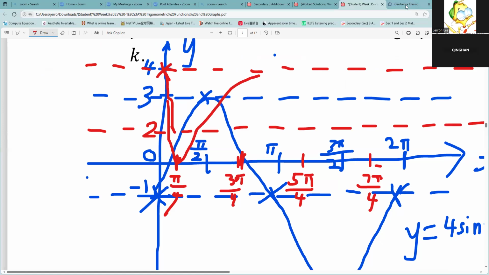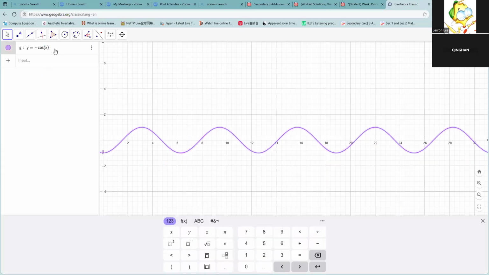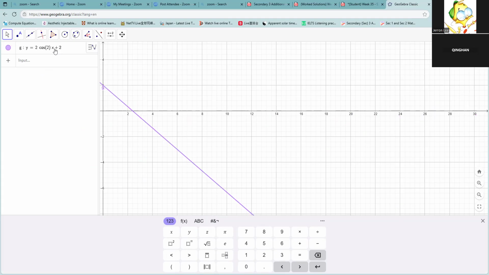Let me put the GeoGebra for you to see. It's very hard to draw on the computer. So basically what you're going to draw is like this: 2 cosine 2x plus 2. It will look like this.